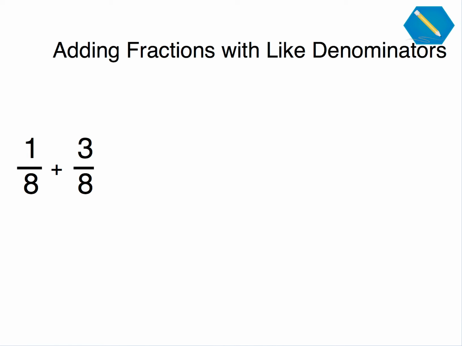Remember that the denominator is the number on the bottom of the fraction. So in our first fraction, 1/8, the denominator is 8, and in our second fraction, 3/8, the denominator is also 8. When you have a common denominator, when the number is the same at the bottom of the fraction and you're adding, all you need to do is add the numerators. So 1 plus 3 is 4, and then we keep the denominator the same, which is 8. So our fraction is 4/8.